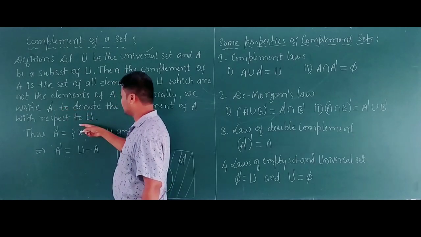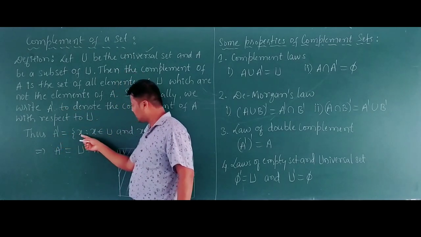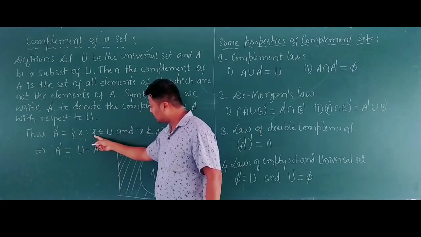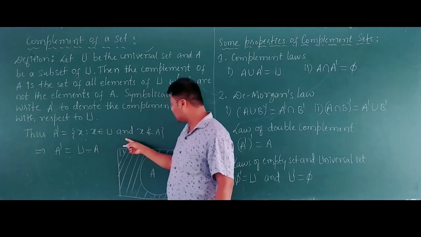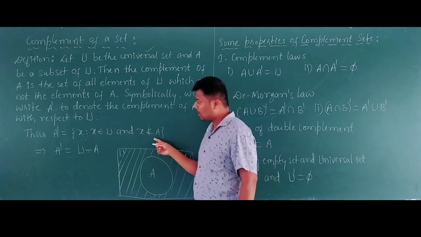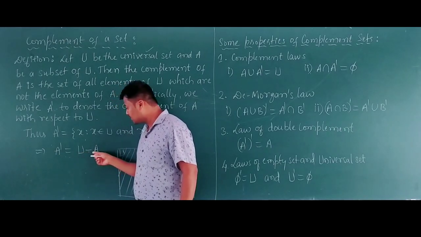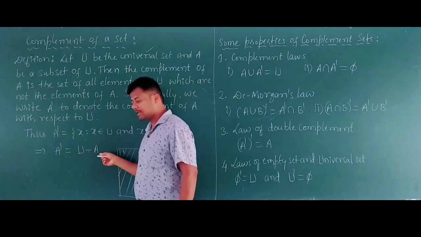Symbolically we write A dash equals the set of elements x such that x belongs to the universal set and x does not belong to A. Otherwise you can also write A dash equals U difference A, that is U minus A.